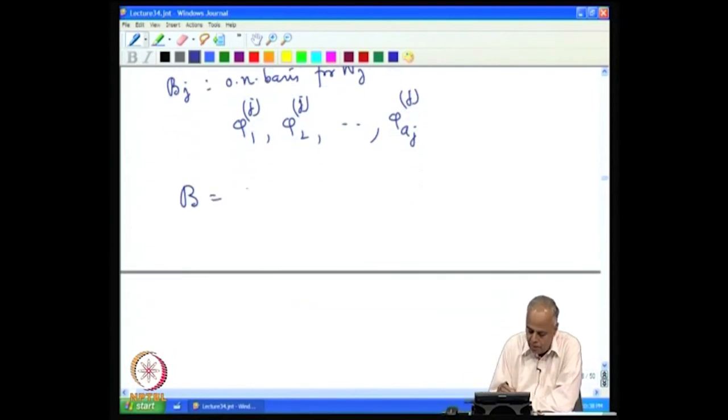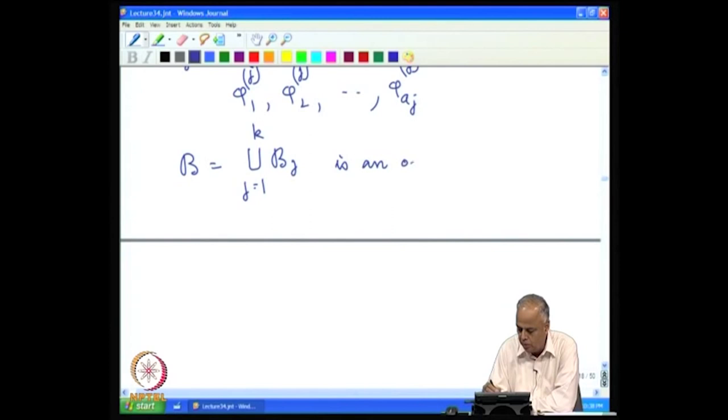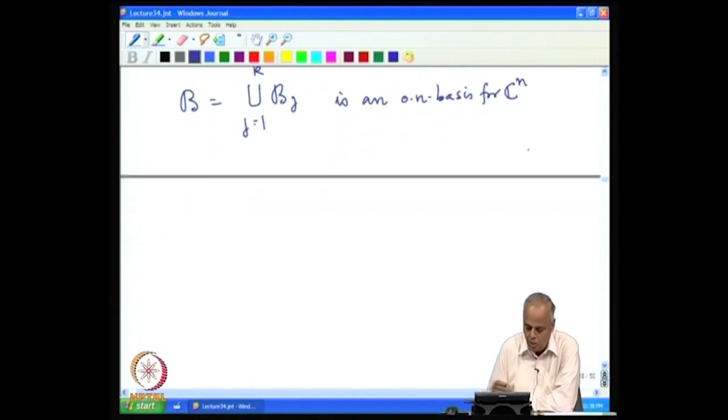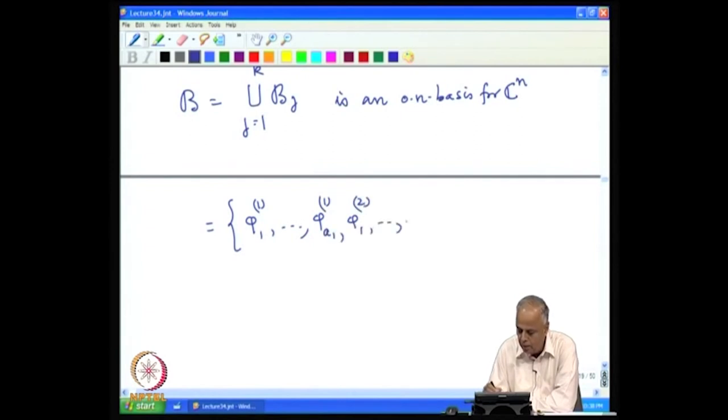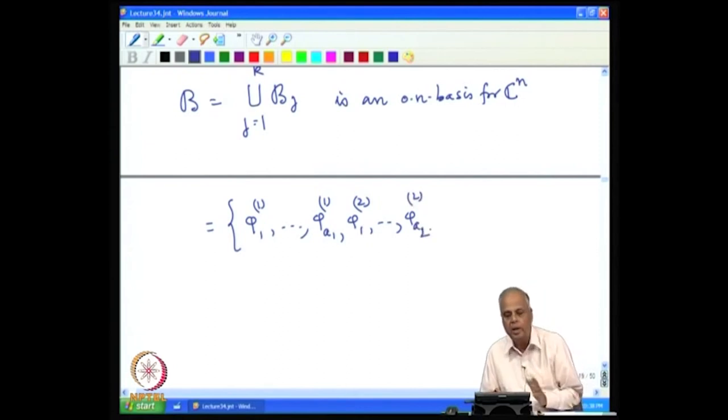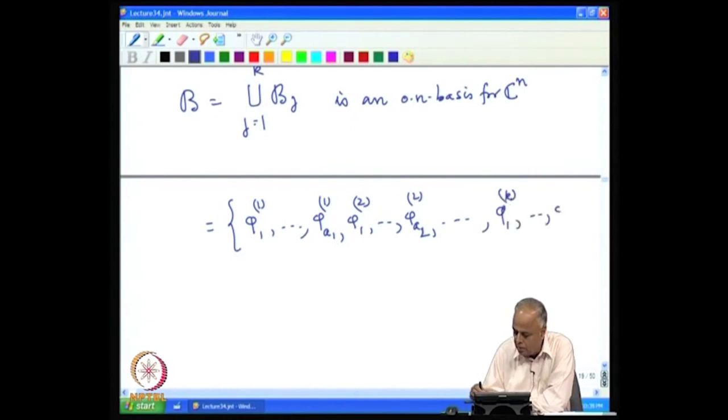And then we observed last time that if you put all these things together, j equal to 1 to k, this basis, these individual orthonormal bases together form an orthonormal basis B for C^n. So, how does this B look like? It starts with phi^1_1, then goes on up to phi^1_{a_1}, then it goes to phi^2_1, up to phi^2_{a_2}. So, it lists first the a_1 orthonormal eigenvectors corresponding to lambda_1, then the a_2 eigenvectors corresponding to lambda_2, and in the end it lists the eigenvectors corresponding to lambda_k, and there are a_k of them. So, this is what that basis looks like.